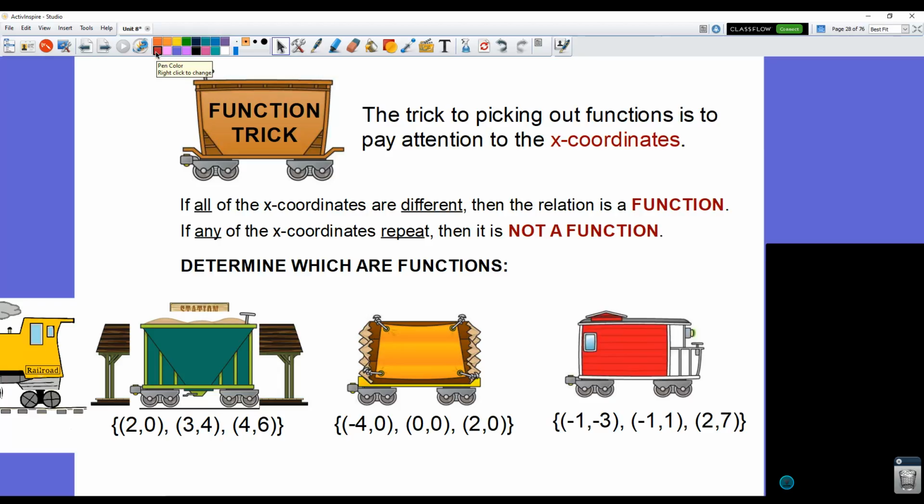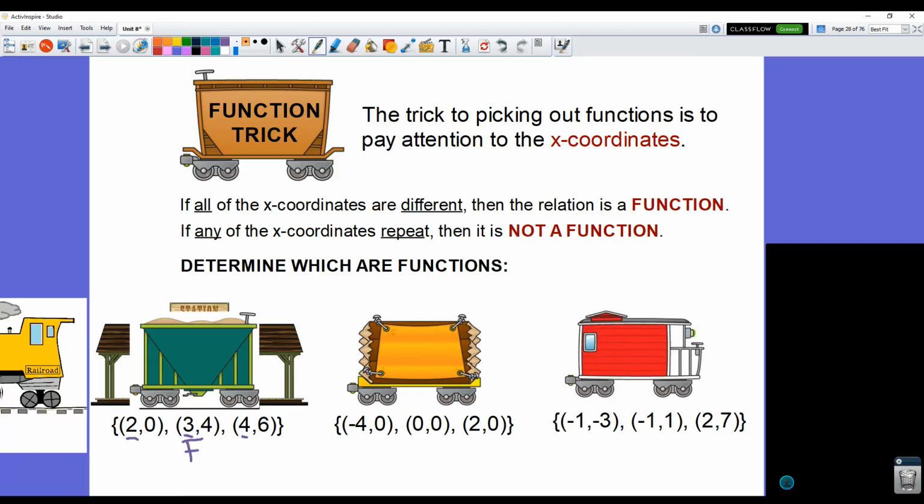Okay, so looking at the green car, let's look at their ordered pairs. Now remember, the only thing we need to look at are our x coordinates. So that's 3 and 4. So all of our x coordinates are different, so therefore this is considered a function.